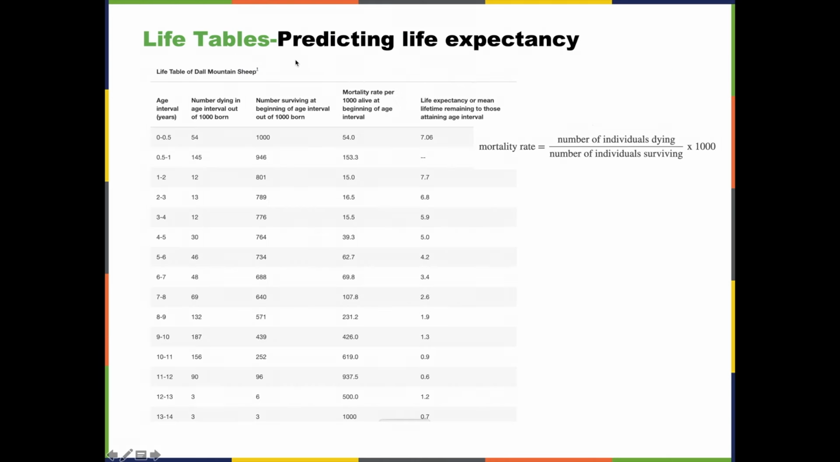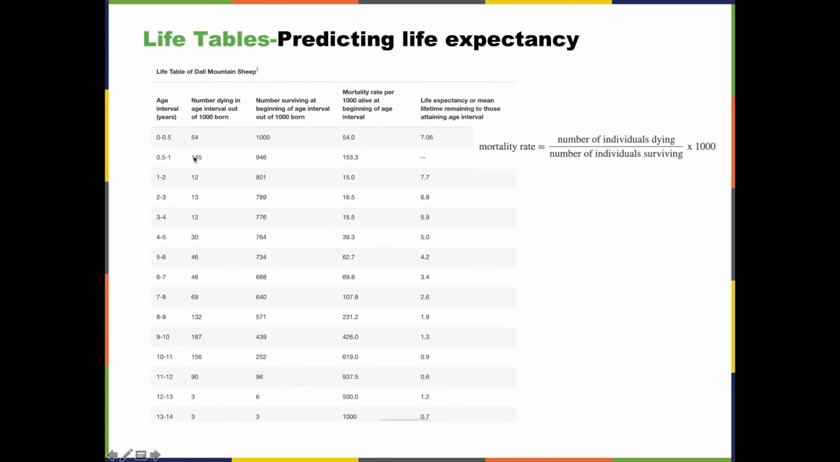A life table is a tool used to predict the life expectancy of members of a population. This table is a life table of Dall mountain sheep, but you can form this for any organism you study, including human beings. So how are life tables produced? The population is divided into intervals in terms of their age. Here, the first two intervals for the sheep are 6 months, and then it's done in 1 year intervals.